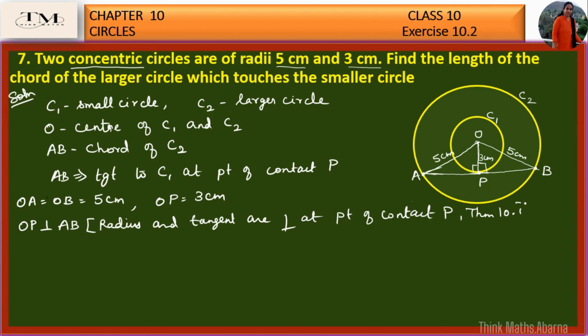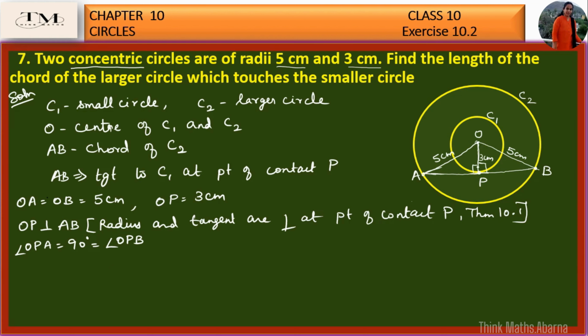Which we have studied in the previous videos. Since OP is perpendicular to AB, we have angle OPA equal to 90 degrees. The same 90 degrees is equal to angle OPB. Now we have to find the length of the chord AB.